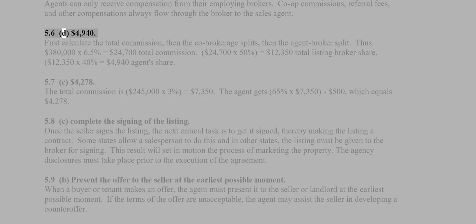5.6 D. $4,940. First calculate the total commission, then the co-brokerage splits, then the agent-broker split. Thus, $380,000 x 6.5% equals $24,700 total commission.